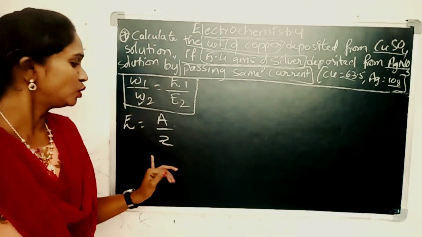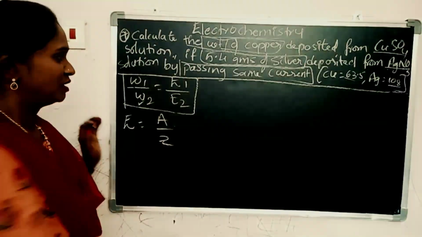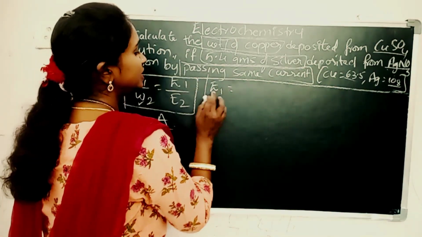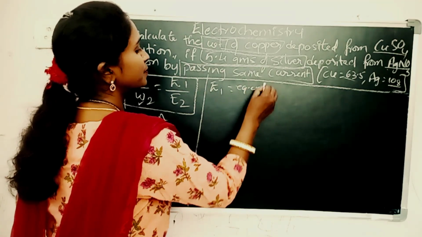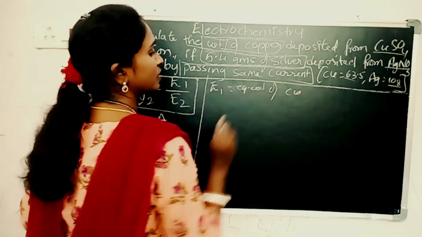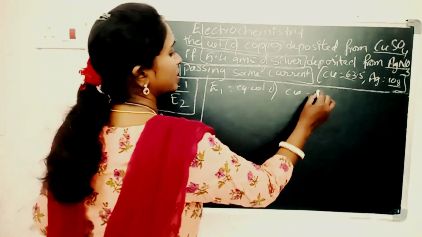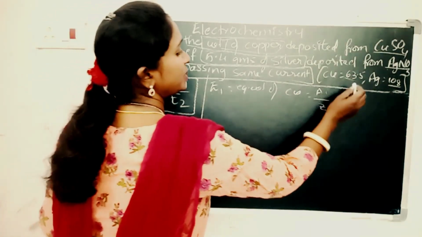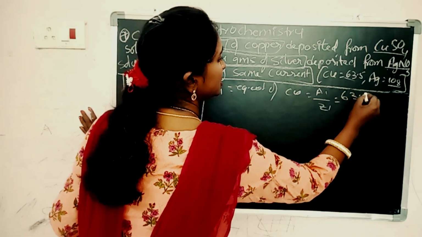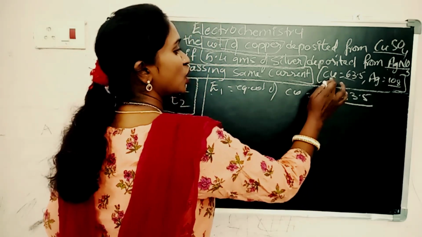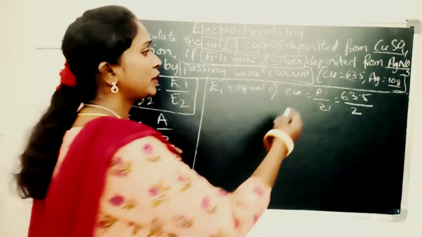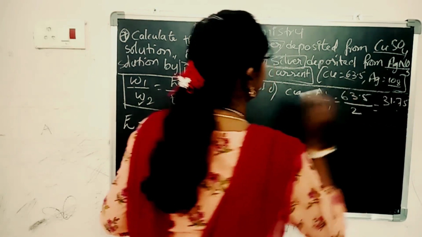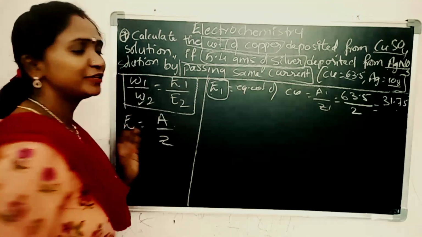Capital E equal to A by Z, as we know. So first we have to calculate E1, that is the equivalent weight of copper. So A1 by Z1. The atomic weight of copper is 63.5, and the copper valence is 2. So 63.5 by 2 equals 31.75. So here we will get the E1 value.